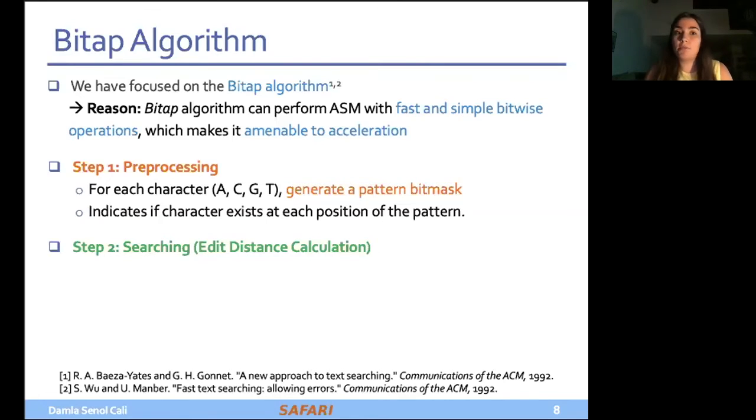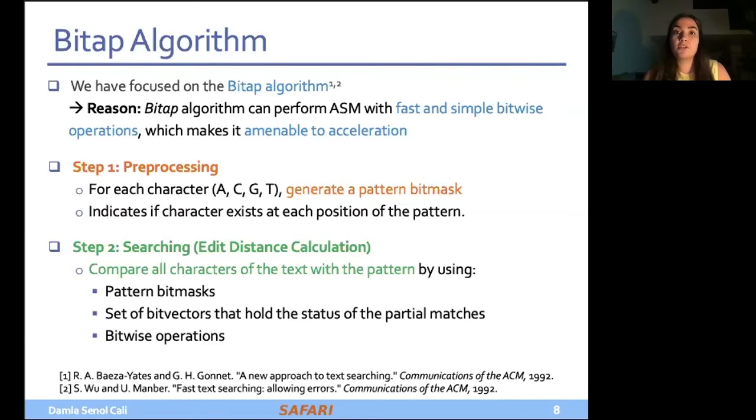And the second step, which is the main body of the algorithm, searching or edit distance calculation. Here we compare all characters of the text with the pattern by using these pre-processed pattern bit masks along with a set of bit vectors that hold the status of the partial matches, and we only use bitwise operations in order to perform the calculation. I won't be able to go into the details of the algorithm due to the time limitation, so please refer to our paper for the details of the algorithm and its limitations.